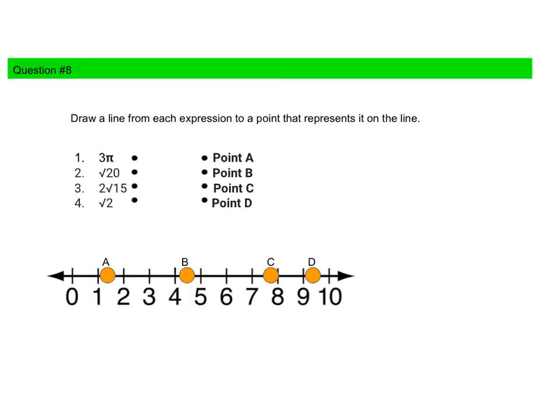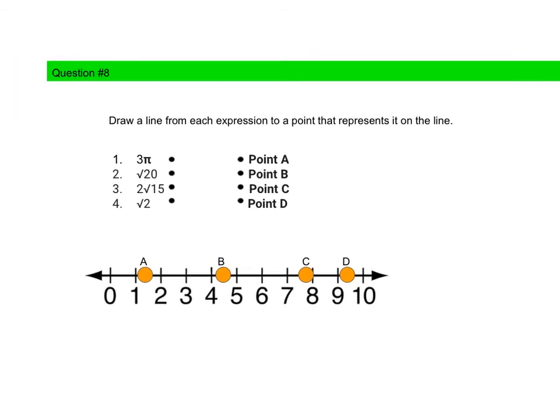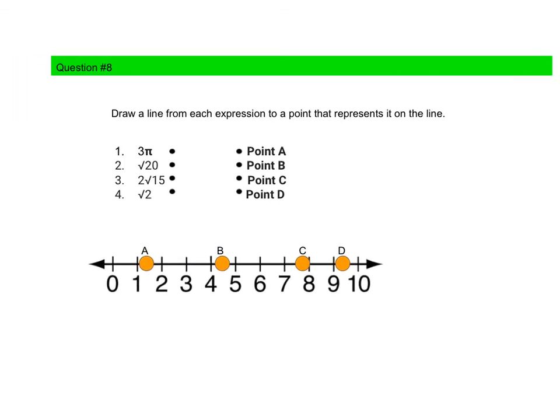All right, number 8 says, draw a line from each expression to a point that represents it on the line. So the first one we have is 3 pi. So 3 pi is the same as saying 3 times 3.14. I'm just going to leave it at 3.14 because I'm estimating where it could lie. If I have like 2 points that are pretty close together, I'll just leave this one for the end.